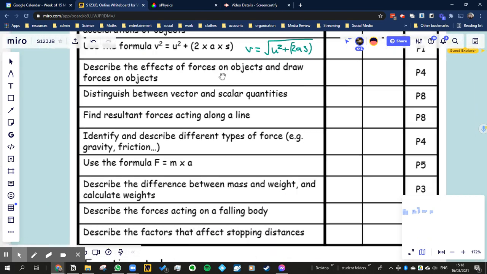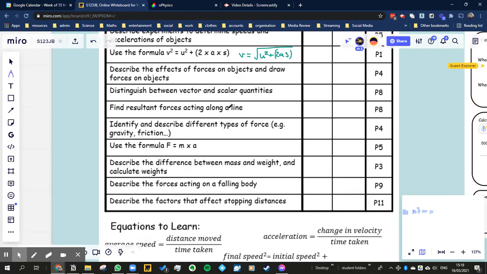Describe the effects of forces on objects, and draw forces on the objects. So yeah, what happens when you push something, or what happens when something's rolling, like maybe an object is floating in space, what forces are acting on it. It's got gravity or weight acting on it, and if it's moving, it might have air resistance acting on it as well. So I mean, this is a very vague thing, and we'll have to look at some examples of this.